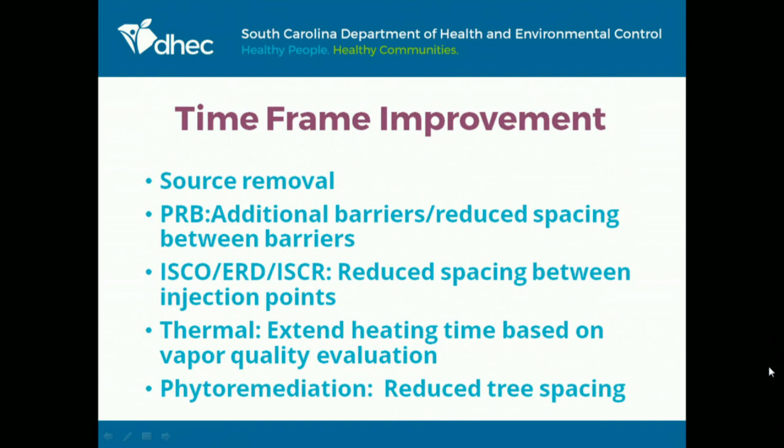In situ chemical oxidation, enhanced reductive dechlorination or chemical reduction: reduce spacing between your injection points. The further apart they are, the further apart the lines of injection points are, the longer it's going to take.